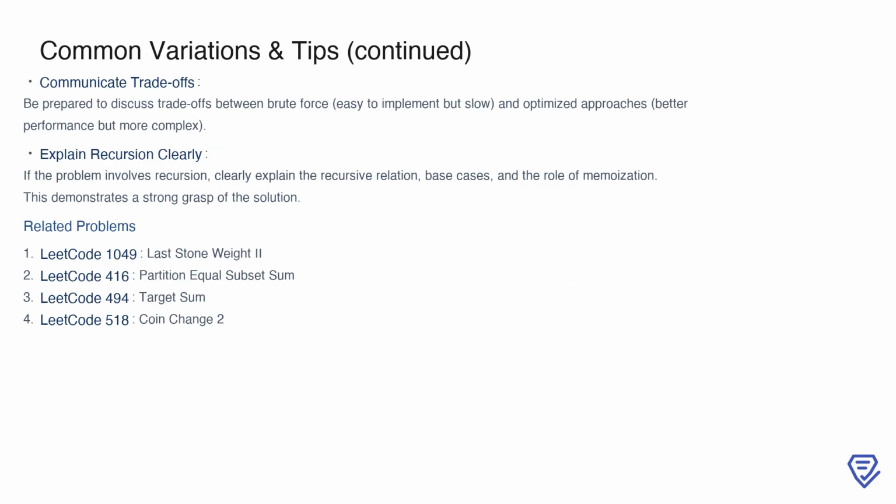It's also important to clearly communicate trade-offs in your approach. For instance, while a brute force method might be easier to implement, it's computationally expensive and impractical for larger inputs. On the other hand, optimized approaches like dynamic programming offer better performance but come with added complexity. Being able to articulate these trade-offs demonstrates a deeper understanding of the problem.